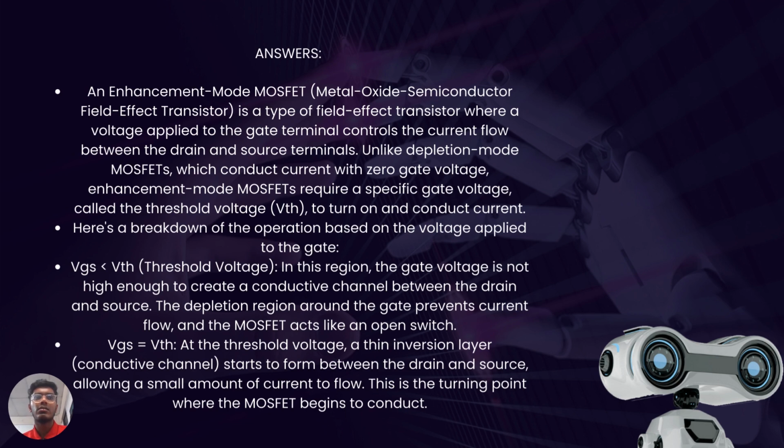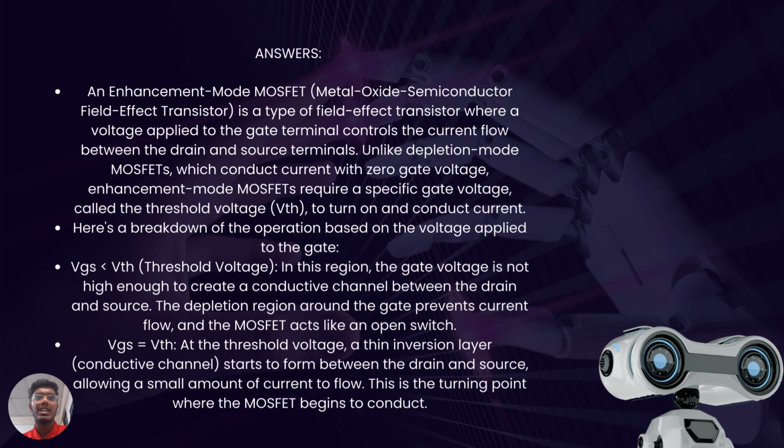VGS smaller than VTH, threshold voltage. In this region, the gate voltage is not high enough to create a conductive channel between the drain and source. The depletion region around the gate prevents current flow and the MOSFET acts like an open circuit.